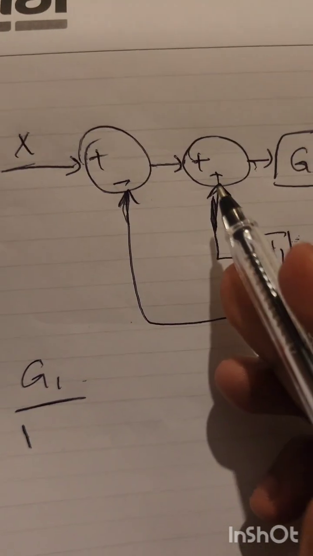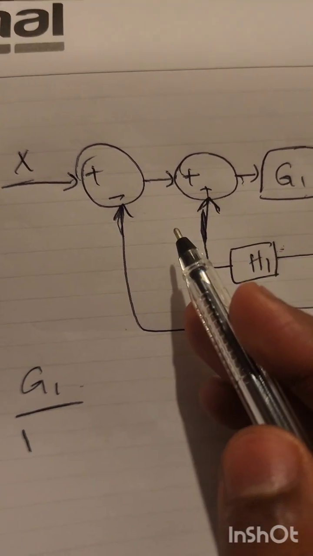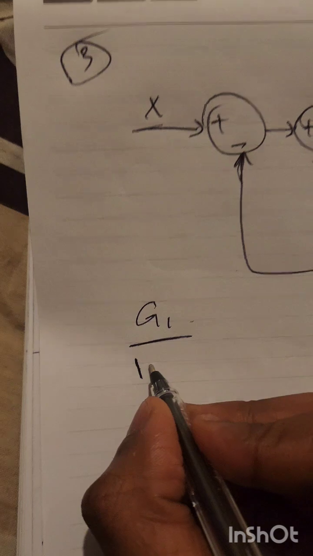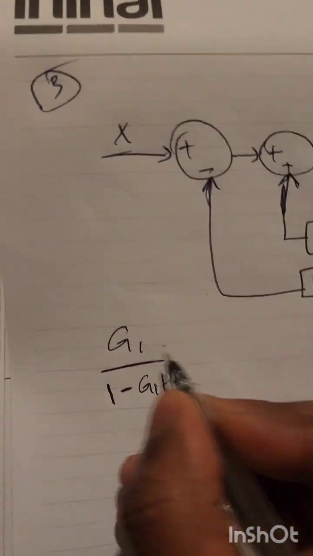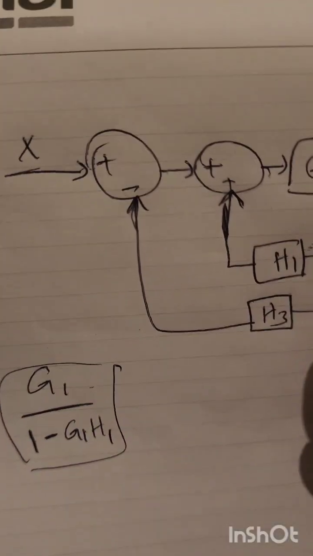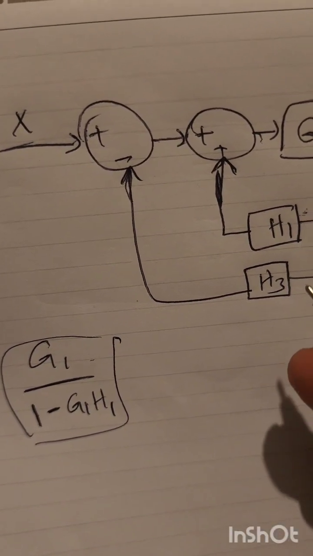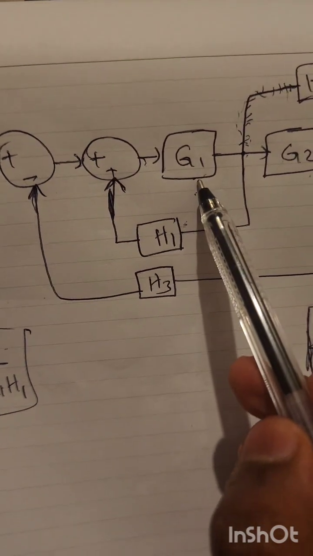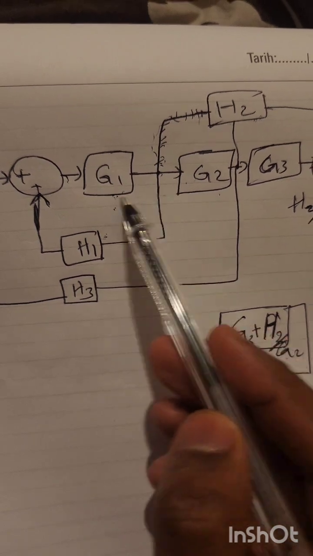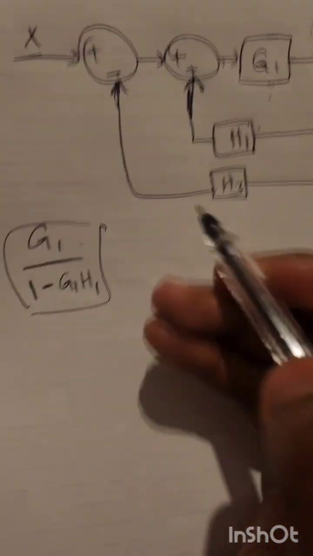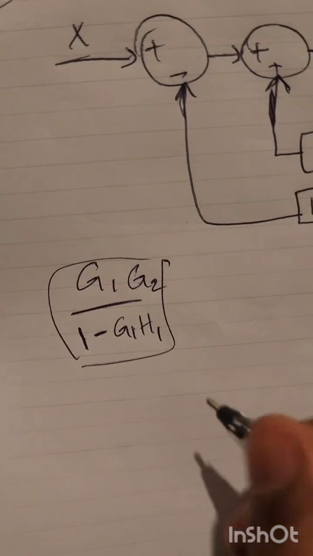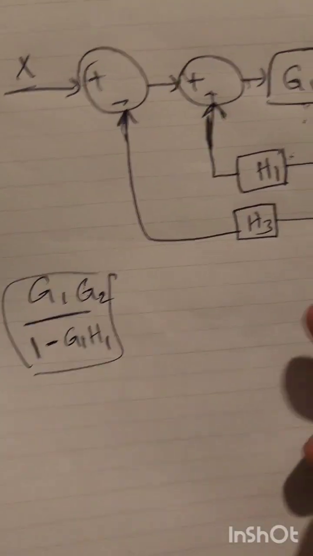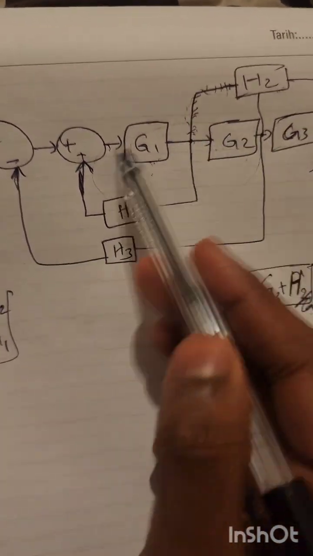Here the sign is positive, so we are going to convert it to negative sign, and 1 minus G1 H1. This is for this feedback, so it becomes cascaded to the G2. So we are going to multiply it simply. So G1 multiplied by G2 over 1 minus G1 H1, and we solve it for this.